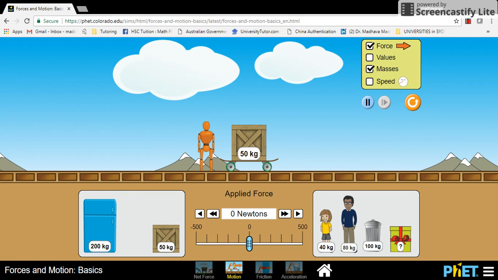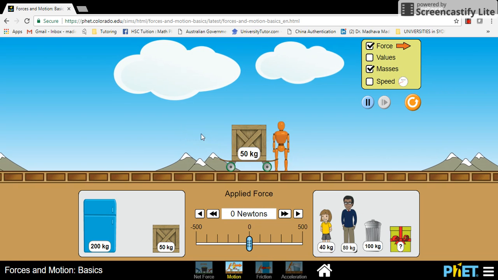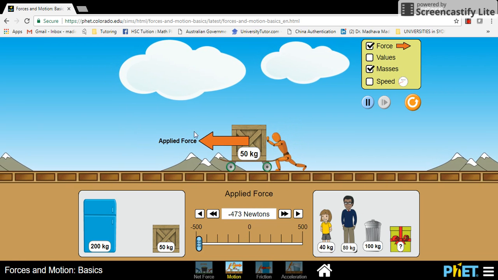This is a crate that is being pushed on a train, and we can add as much weight as possible on the crate. For the time being, let's put 50 kilograms, and you can apply. This is a person who can push, so you can push from either side. Let's say you want to push from left to right.